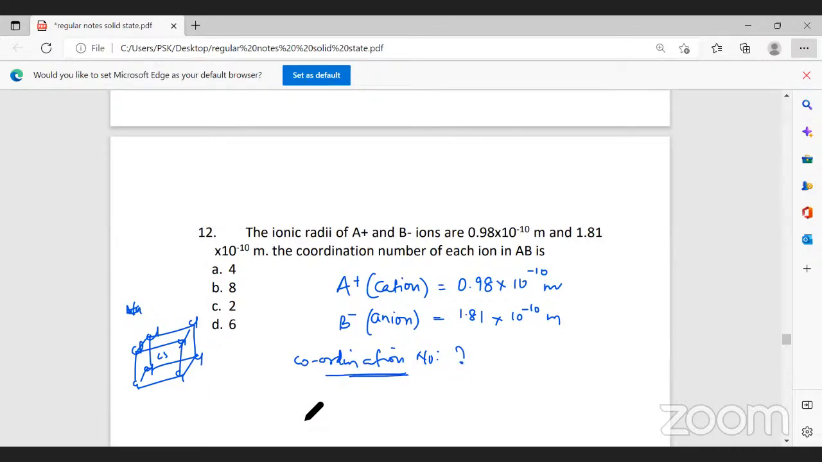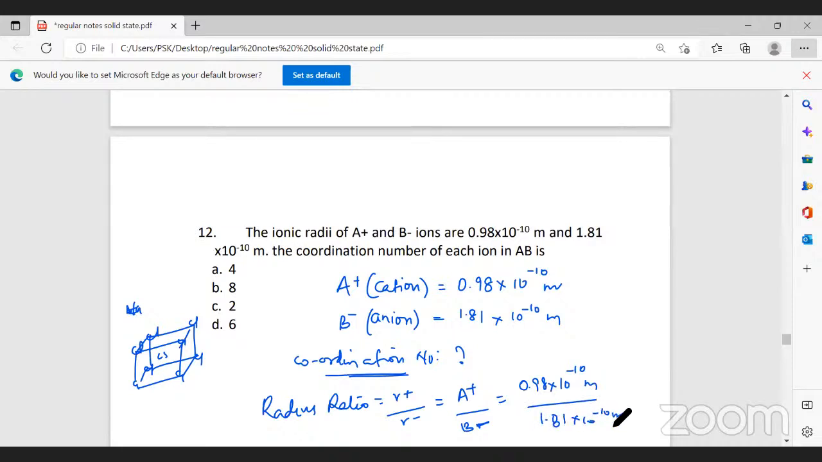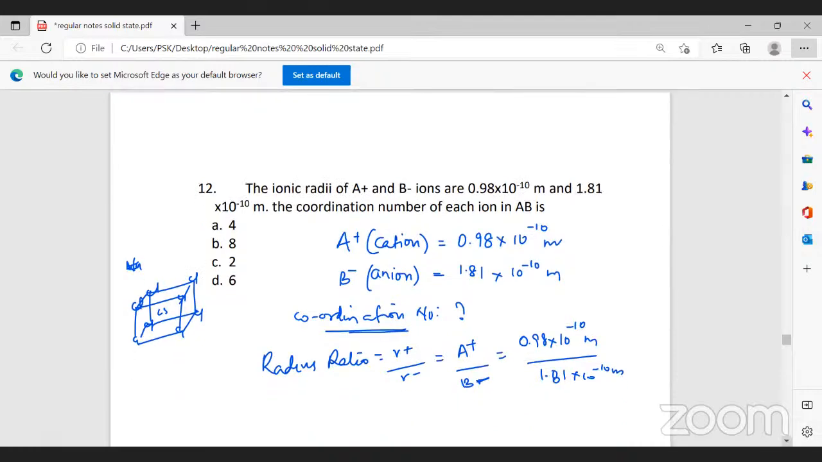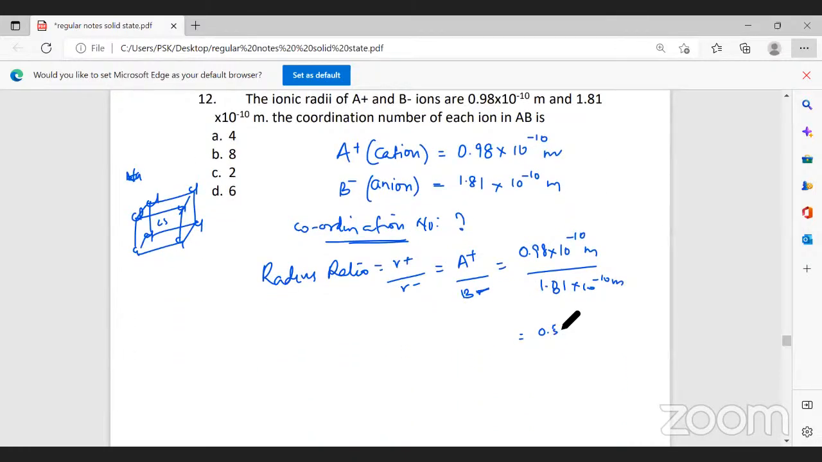In order to find the coordination number, we need to know something called the radius ratio. Radius ratio is given by the formula radius of cation to radius of anion. That is nothing but radius of A plus by radius of B minus. So it is 0.98 into 10 to the power minus 10 meters divided by 1.81 into 10 to the power minus 10 meters. On simplification, you will get 0.541. This 0.541 is the radius ratio.